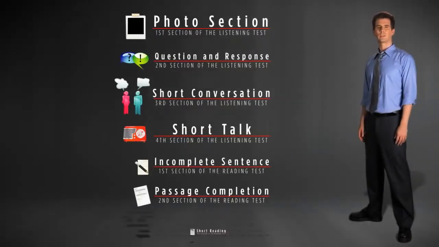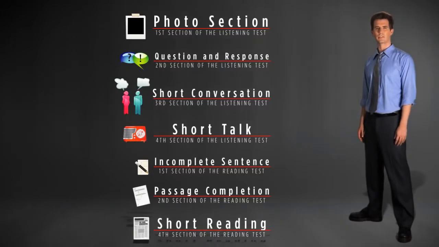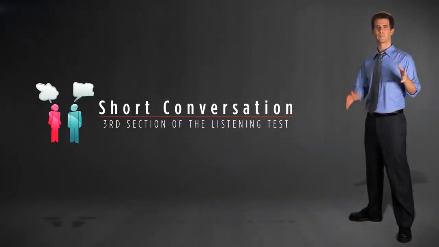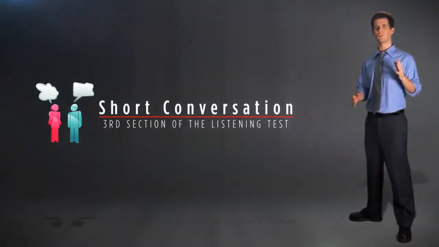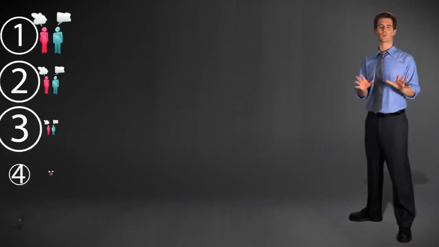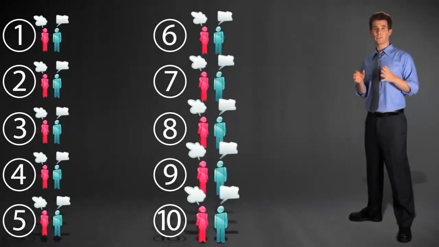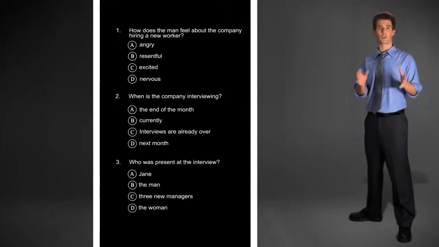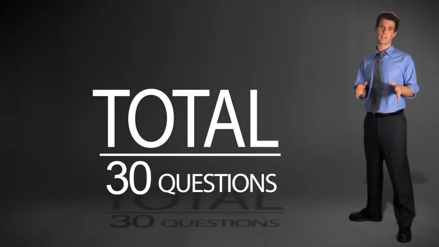Today, we're going to take a look at the short conversation section of the TOEIC test. Now, the short conversation section is the 3rd section of the listening test. You will hear 10 short conversations. Each short conversation has 3 questions. So that's a total of 30 questions for this section.